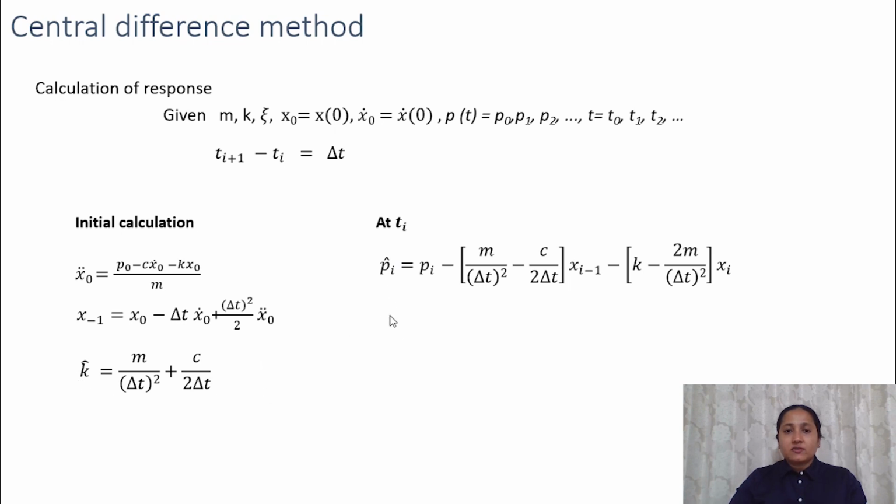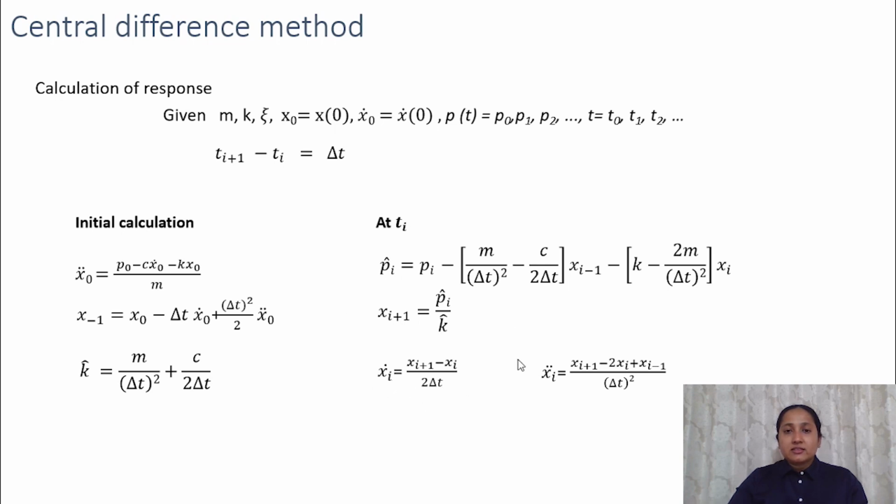So we can calculate the displacement at the next instant, that is x i plus 1, using this formula. We can just divide this effective force at the ith instant by this effective stiffness to get the displacement at the next instant, that is i plus 1 instant. So once x i plus 1 is known, we can calculate the value of velocity and acceleration at i.